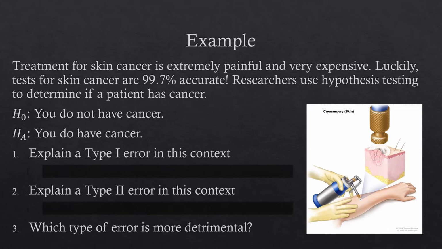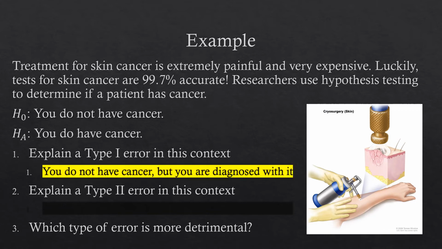All right, so I'll remind you, a type 1 error is when the null hypothesis is true, but we reject the null. So in this case, that would mean you do not have cancer, but you are diagnosed with it, okay? So if we think about the consequences of this, you're going to go through all these treatments even though you don't need it. It's going to cost you a lot of money. So there are definitely some issues and some consequences to a type 1 error in this situation.